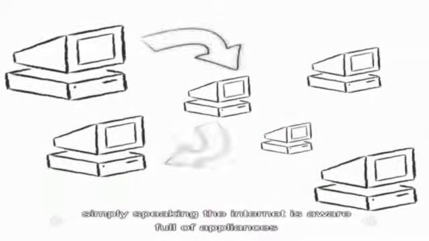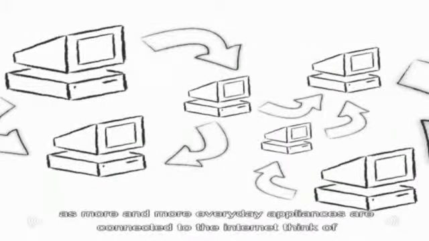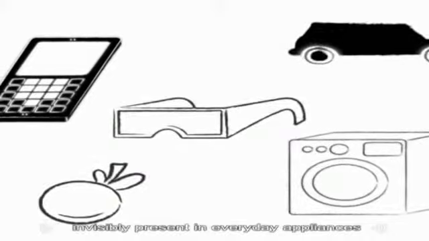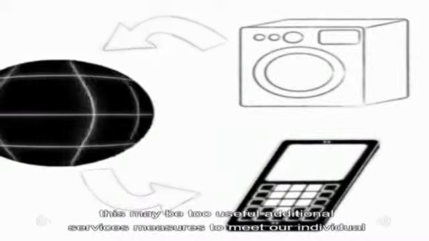What does change quickly is the look and feel of the web. Simply speaking, the Internet is a web full of appliances that communicate with each other by exchanging information. As more and more everyday appliances are connected to the Internet, think of telephones, washing machines and cars, the web is more present, but it will become less and less visible. No big separate computer, but invisibly present in everyday appliances. When, moreover, all these appliances start communicating with each other through the Internet, this may lead to useful additional services measured to meet our individual needs.